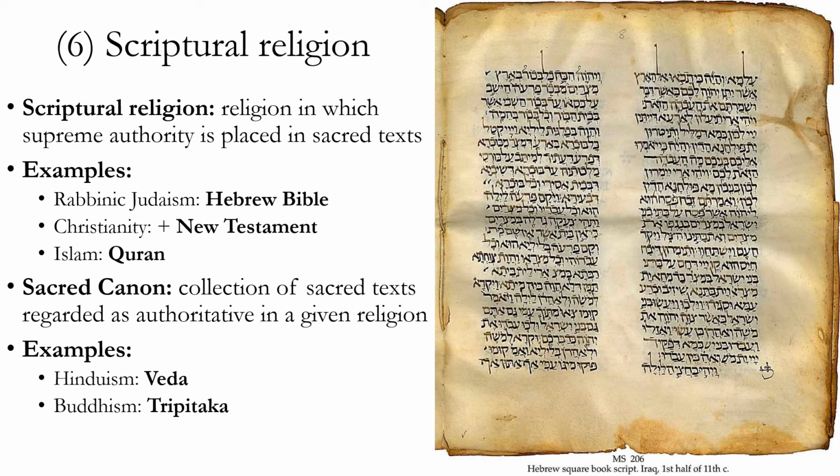Other examples of sacred canons are the Veda in Hinduism, which are the oldest Hindu scriptures and one of the main foundations for Hindu belief even today, and the Tripitaka in Buddhism. The Tripitaka refers to the triple basket or three collections of texts that most Buddhists share. Now, there are different versions of the Tripitaka among Theravada versus Mahayana and Vajrayana Buddhists, but there are many texts shared in the Tripitaka of Buddhists in general.